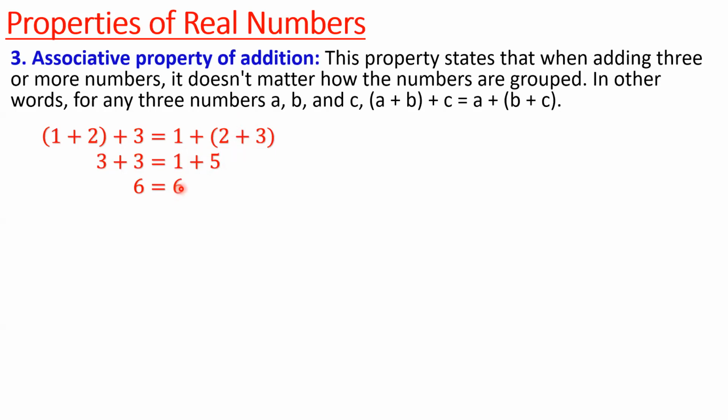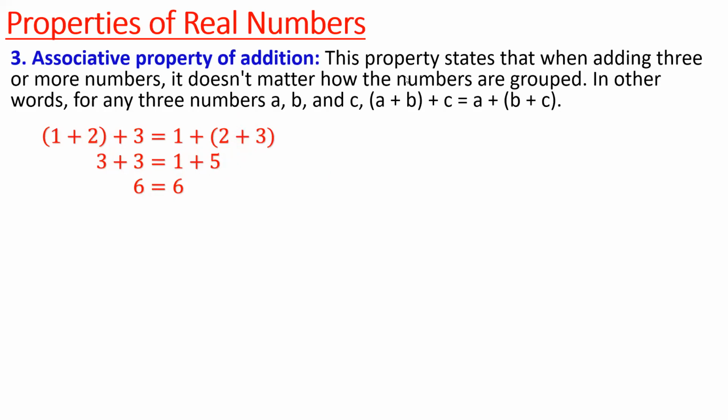So that's what the associative property says. If you group the 1 and the 2 first, and then add them, and then add the 3 afterwards, you still get 6. And if you group the 2 and the 3 first, and then add them, you get 5. But then when you add it to the 1, you get 6. So it tells us that the way that we group things when we add them does not matter.